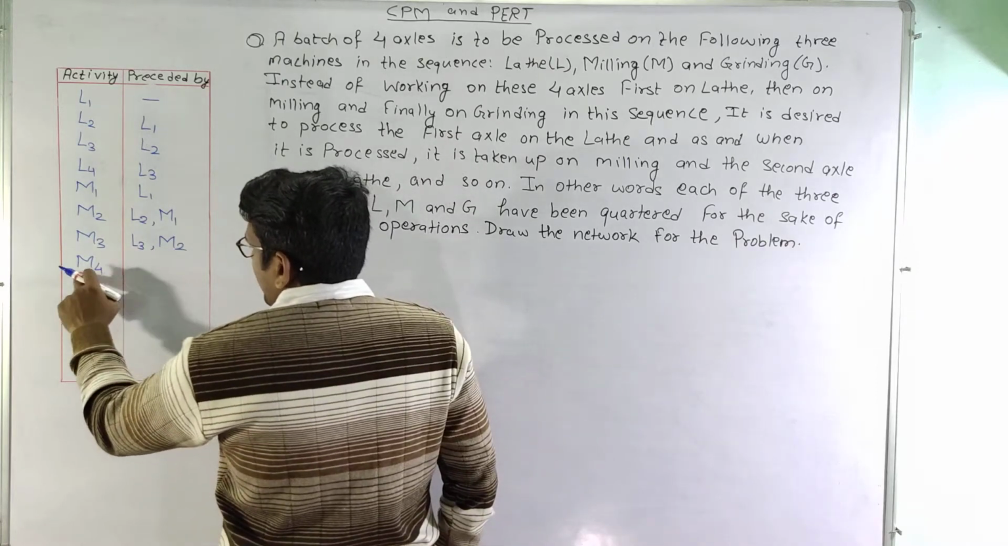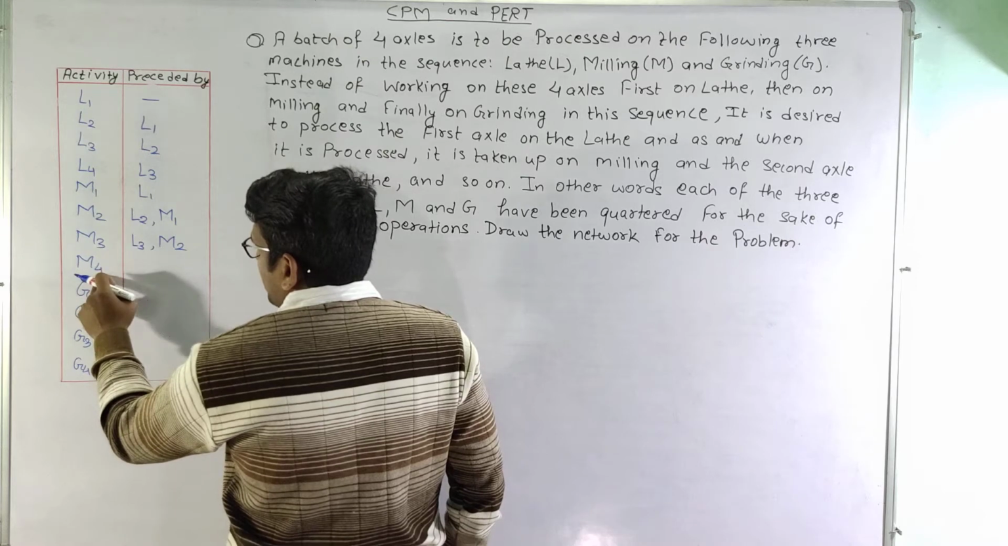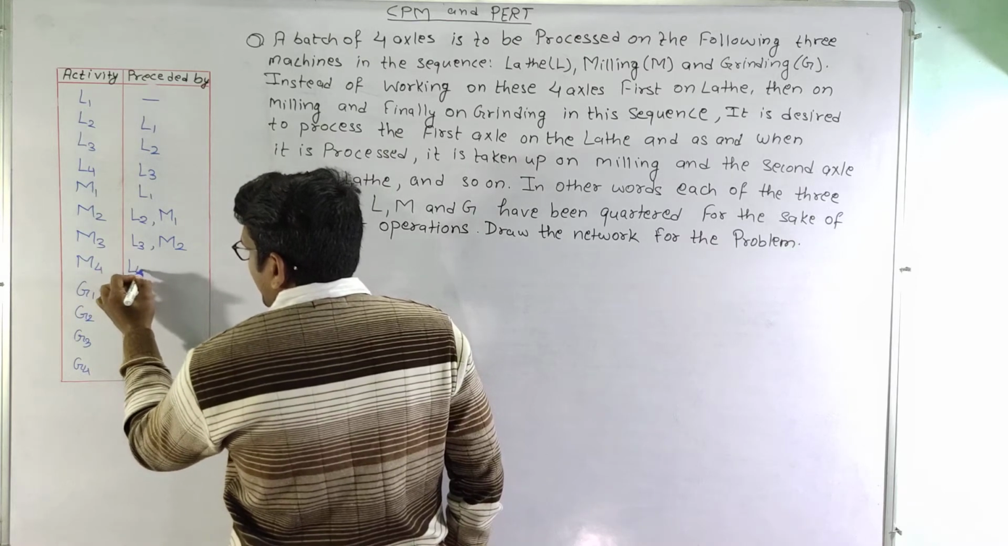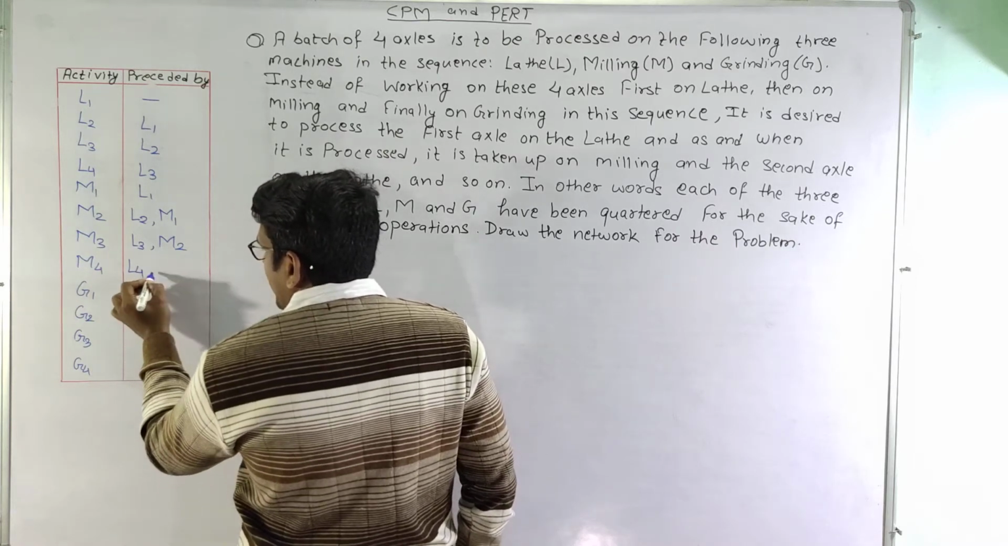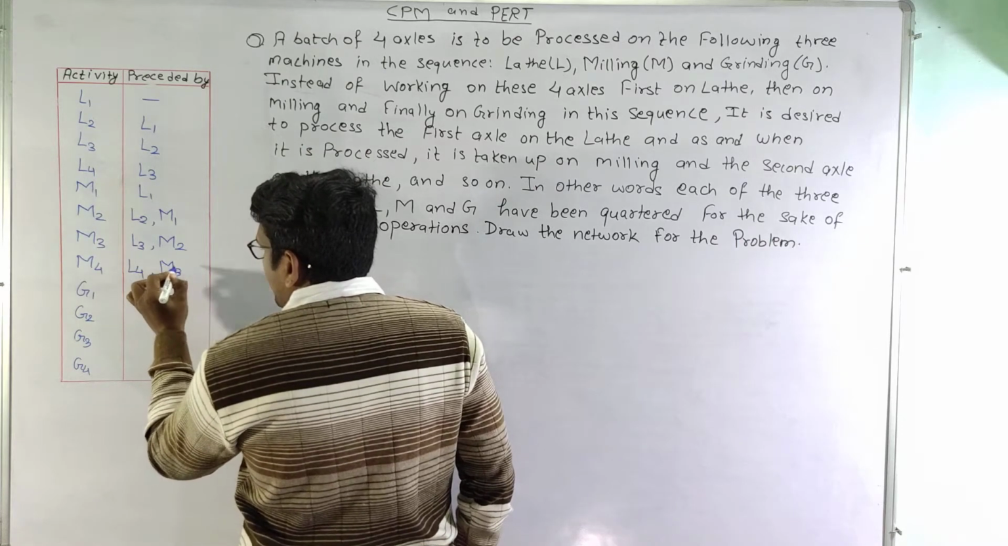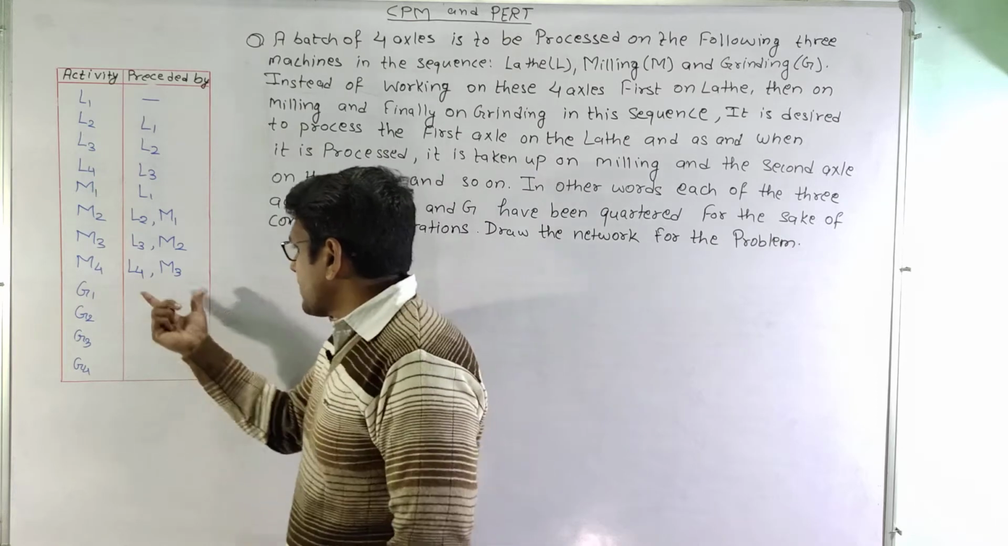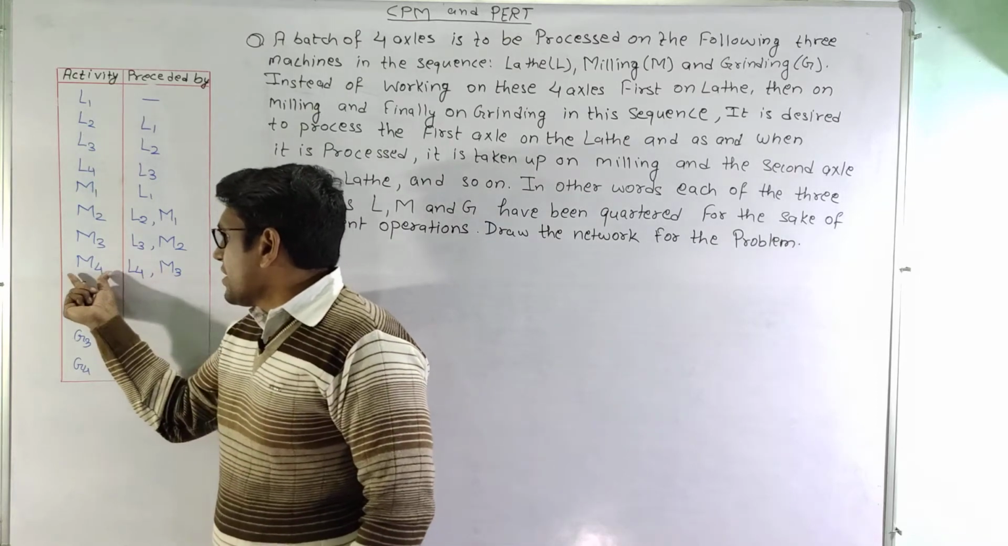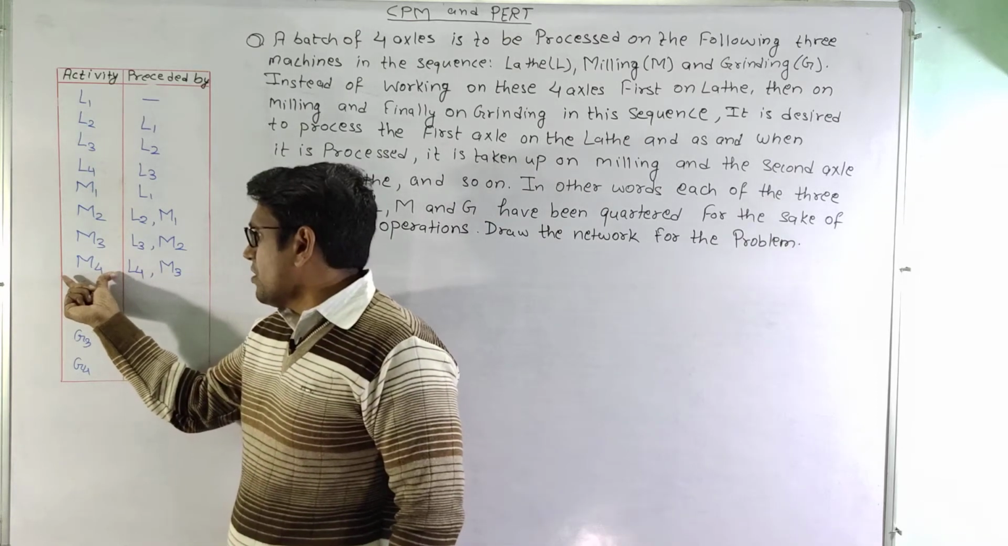Now similar is the case with the fourth axle on the milling machine. That means the lathe operation on the fourth axle has to be completed, and along with this the milling operation of the third axle needs to be completed. After completion of these two, we can start the milling operation on the fourth axle.